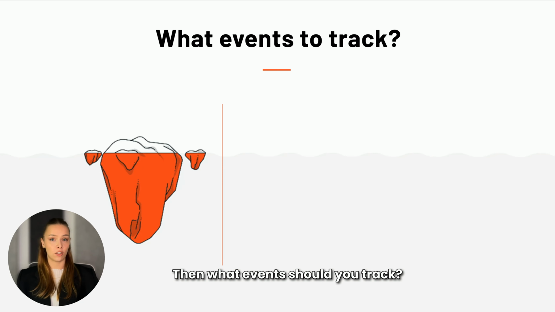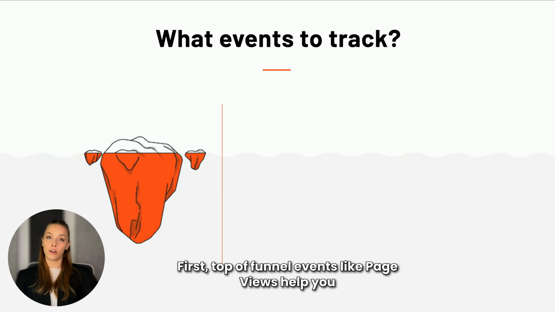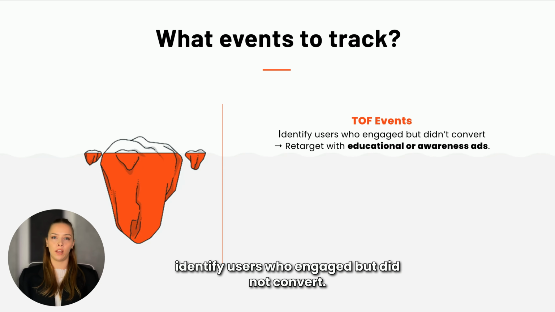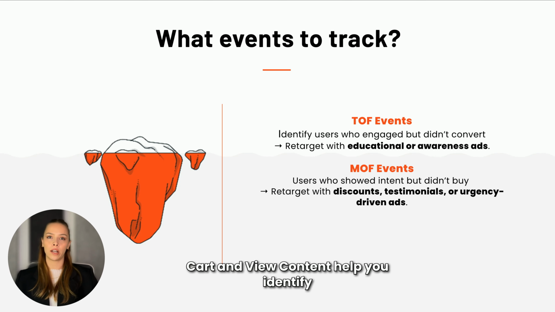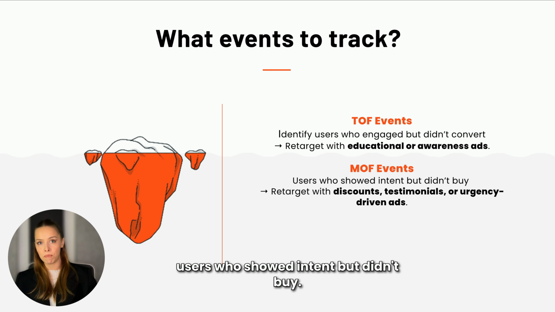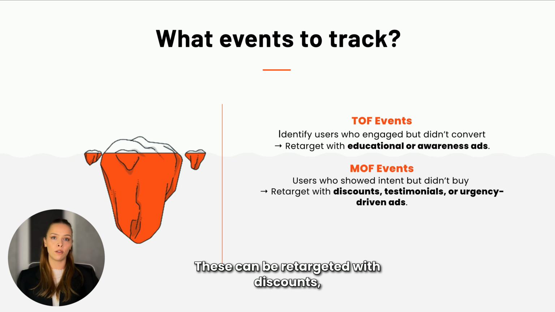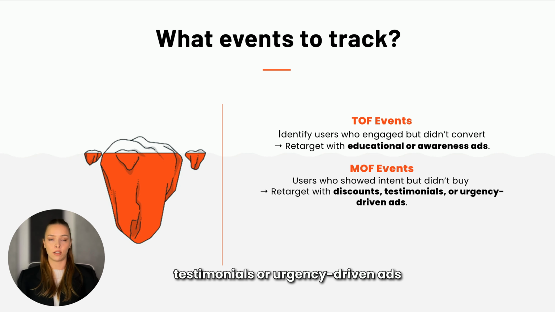Then, what events should you track? First, top-of-funnel events like page views help you identify users who engaged but did not convert. You can then retarget these with educational or awareness ads. Middle-of-funnel events like add to cart and view content help you identify users who showed intent but didn't buy. These can be retargeted with discounts, testimonials, or urgency-driven ads, for example.